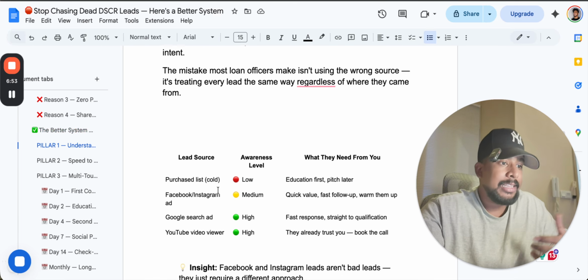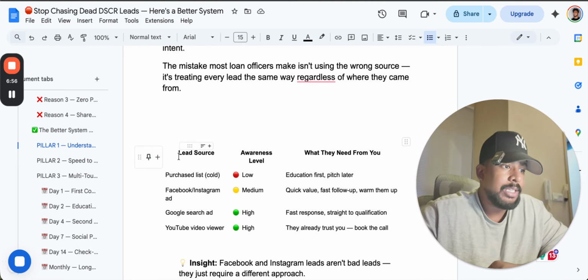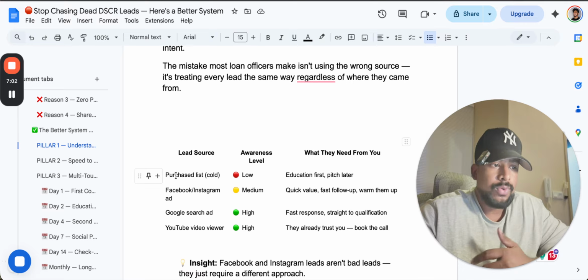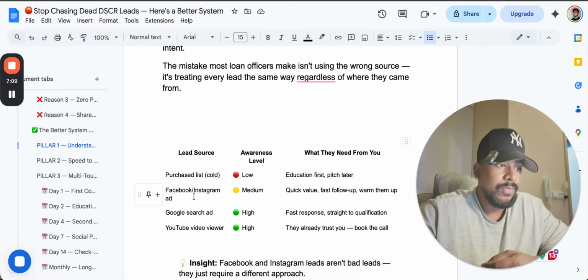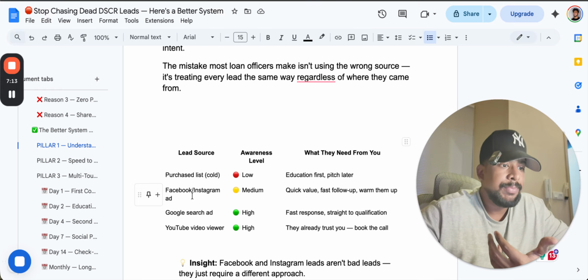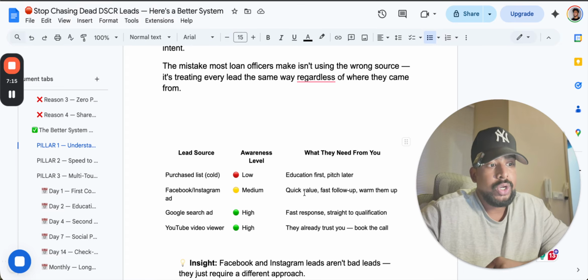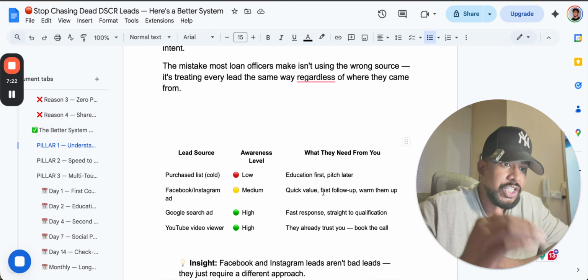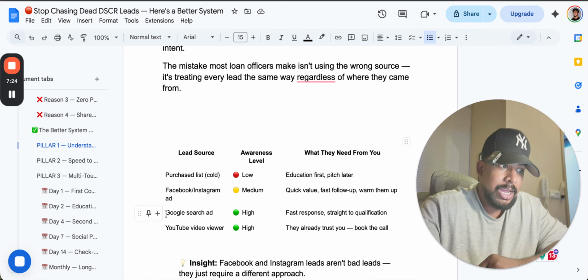All right. And this is my personal experience of what I see right now in terms of lead source awareness level and what they need from you. See, if you have a purchased list of cold leads, the awareness level is quite low. So you need to educate first and then pitch later. If you have leads from Facebook or Instagram ads, awareness level is medium to high. Again, make sure you do quick value delivery, fast follow-up, and warm them up before your first consultation or appointment. Google search ad is great.